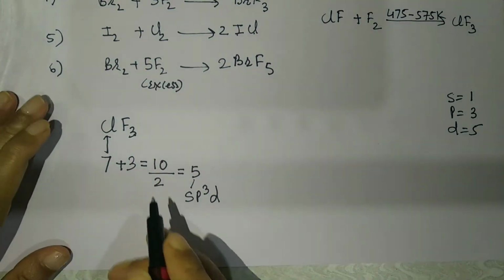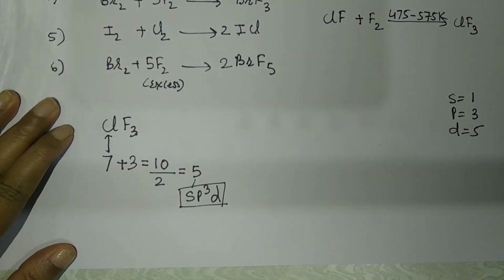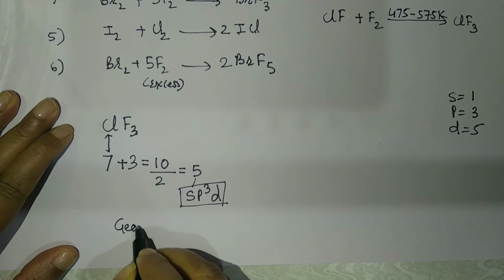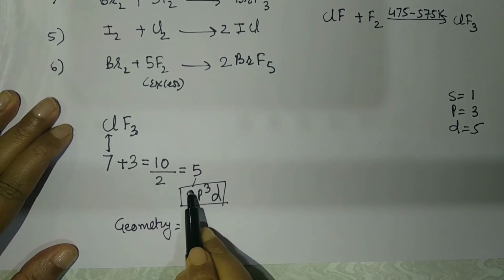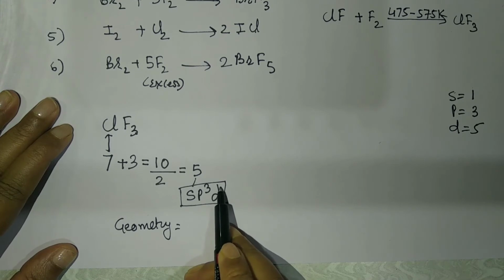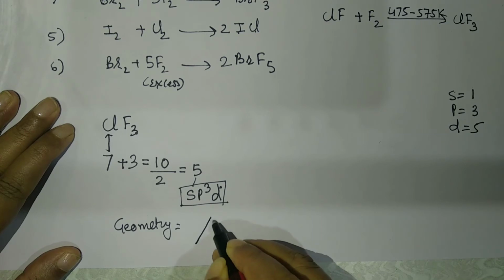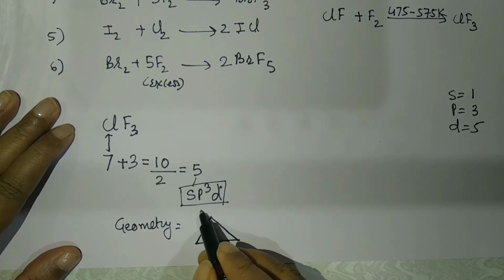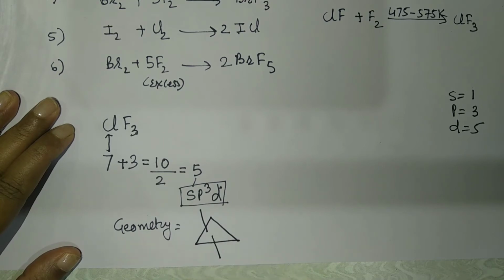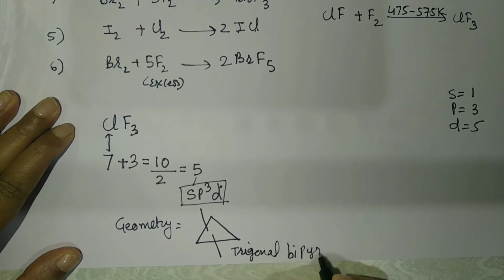Now let us see the geometry. So this will be the hybridization. Now for geometry, you add up this 3 plus 1, 4 plus 1, 5. Subtract 2, so you get 3. The best geometry for 3 is a triangle. So this will be a triangle. And what you have subtracted, 1 up and 1 down. So the geometry is trigonal bipyramidal.